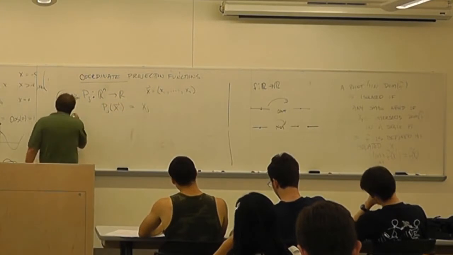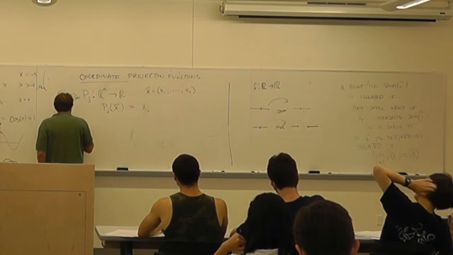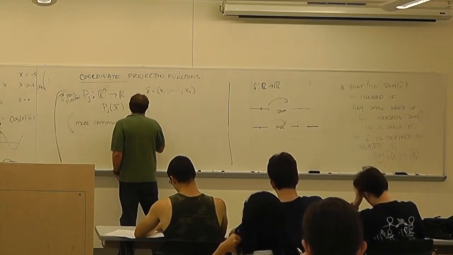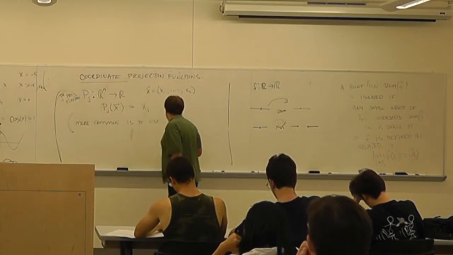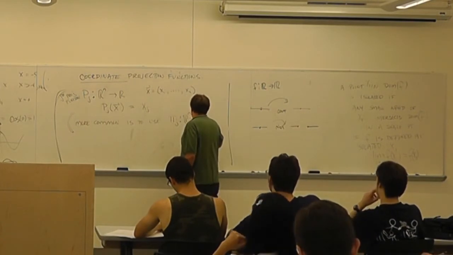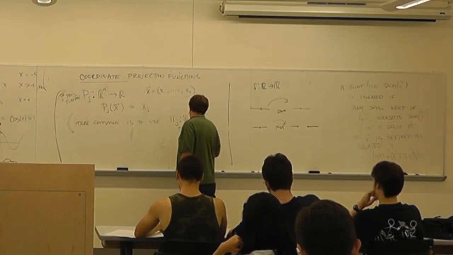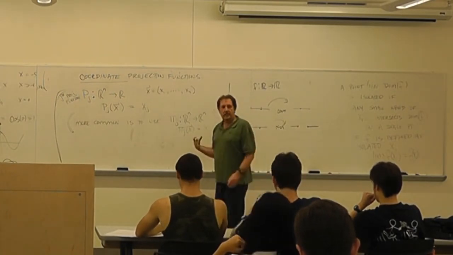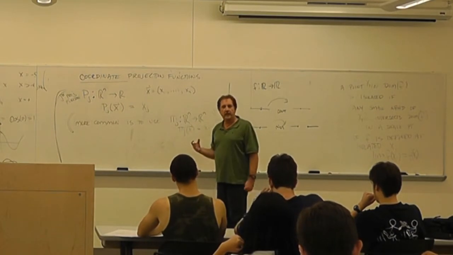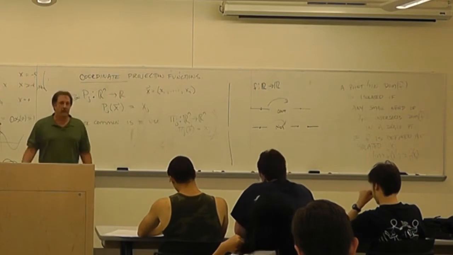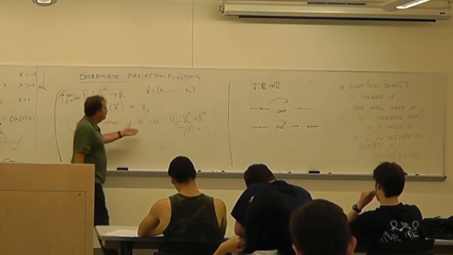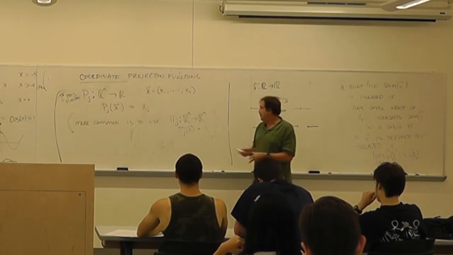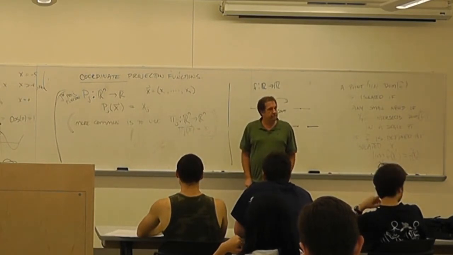Now, a more common notation, at least in more advanced math, is to use the letter pi. But we're not using pi here because people get confused if you start calling a function pi. It's fairly standard notation in a lot of more advanced mathematics to call these projection functions pi, the Greek letter p. So I may use that notation sometimes, although I probably wouldn't use it in this class.